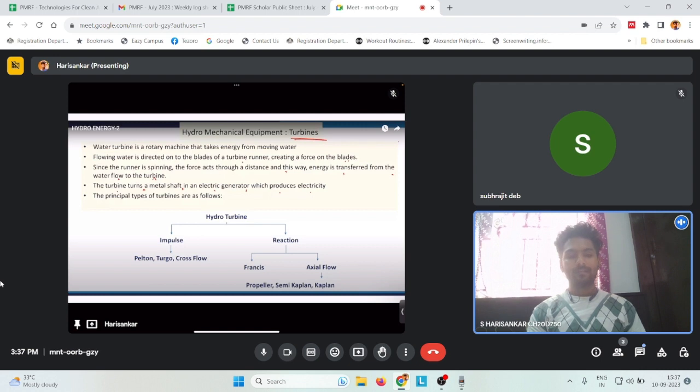So there are different types of turbines, basically hydro turbines. So you can have impulse turbine and reaction turbine. And in the impulse turbine itself, you have Pelton turbine, Turgo turbine, cross flow turbine. And in reaction turbine, you have Francis turbines and axial flow turbines, mainly propeller, semi Kaplan, and Kaplan turbines.